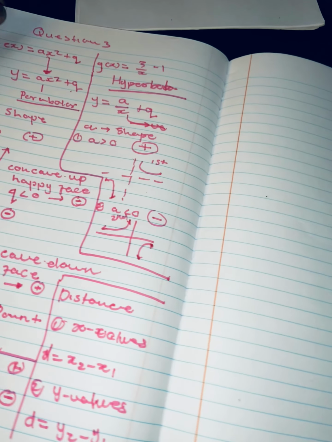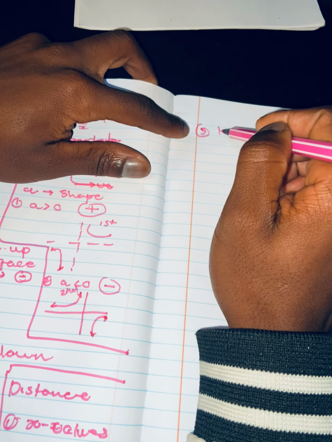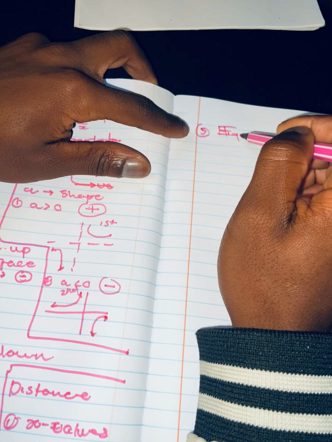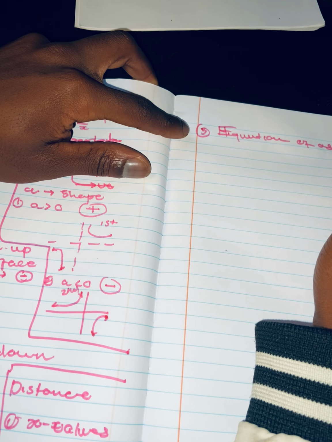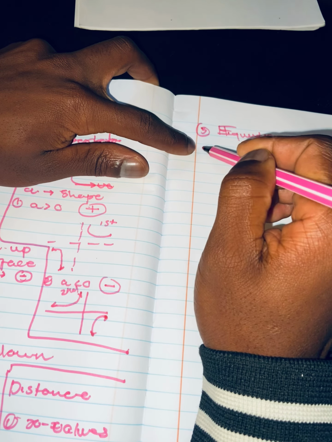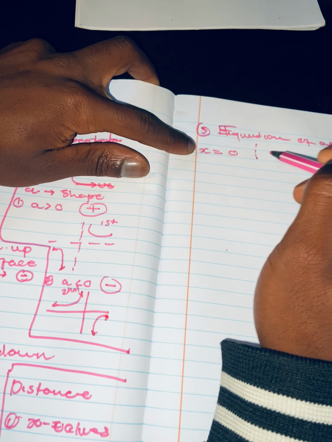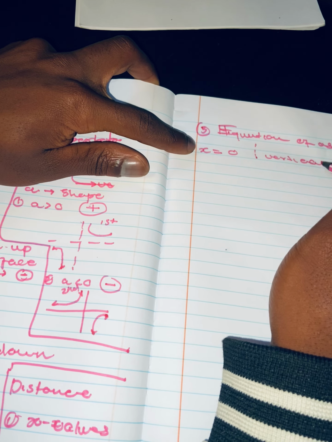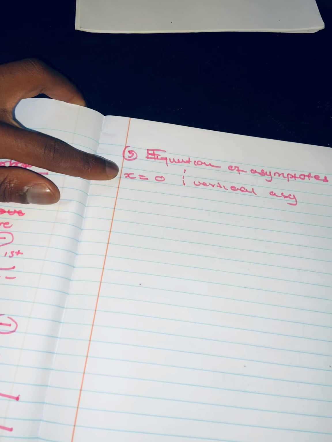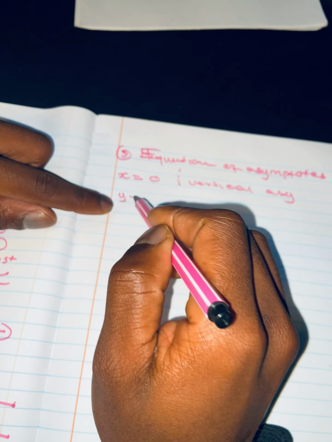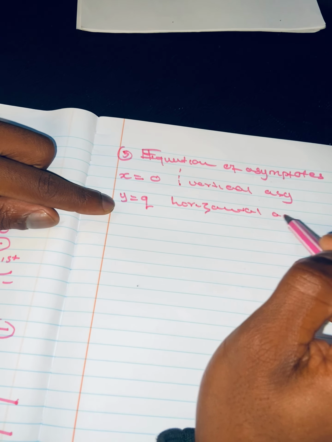Then, okay, we can also continue, guys. We can continue about a hyperbola. So hyperbola, number 3, it has equations of asymptotes. So now, equations of asymptotes, we have only 2, which is x equals 0. This is the one we call a vertical asymptote. Then y equals the value of q, which is what we call a horizontal asymptote.